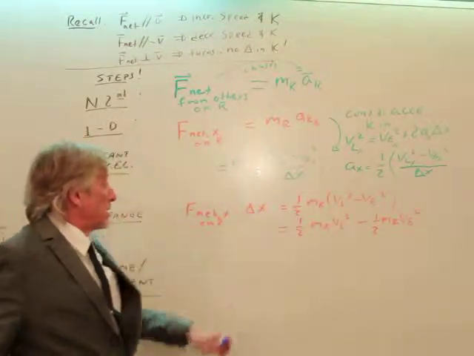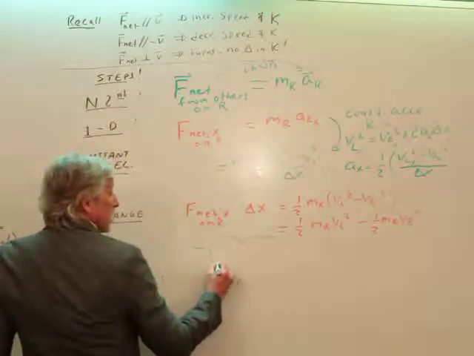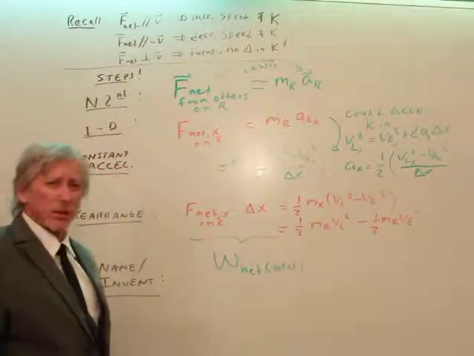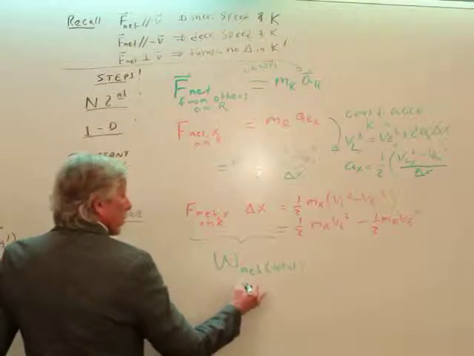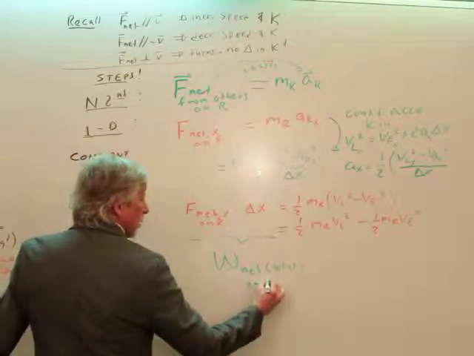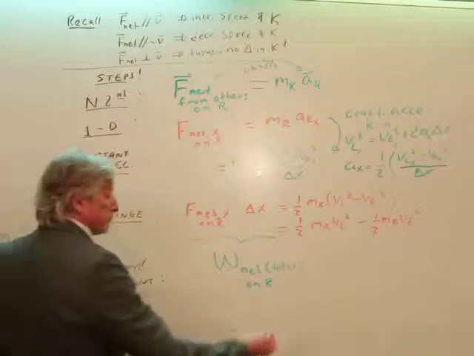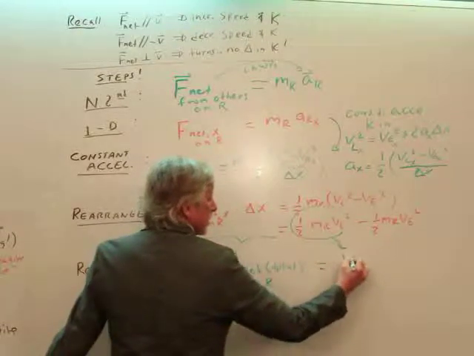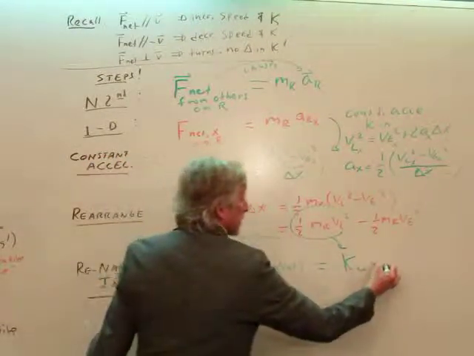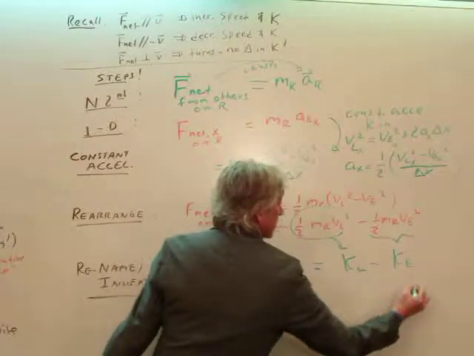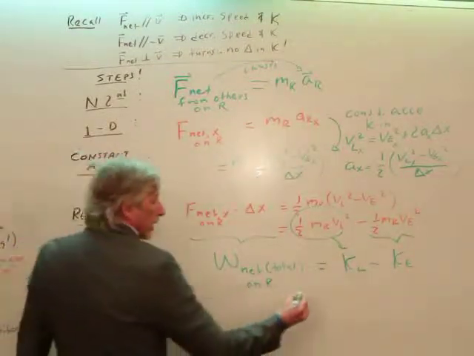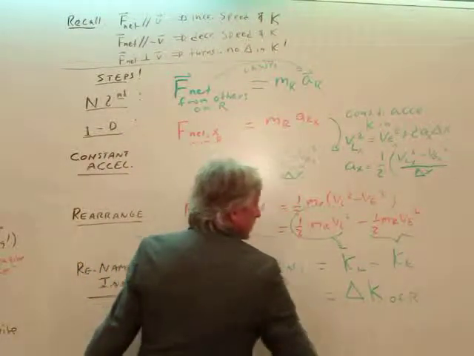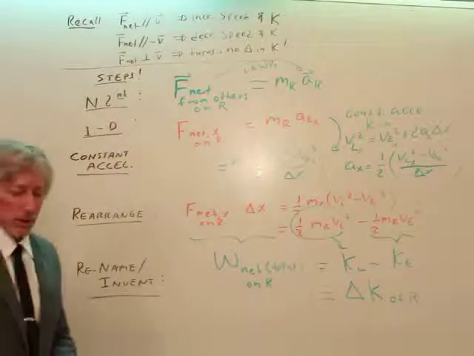Put it in there, rearranged, and what is this called? This is called the net, or total, work on R, or to R, okay, is equal to, and I'm going to rename this guy. What's that? Kinetic energy later, minus, what's this guy? Kinetic energy earlier. So I can write it like that, or heck, why not use some shorthand? And that's of the receiver. And that is it. That's the derivation.